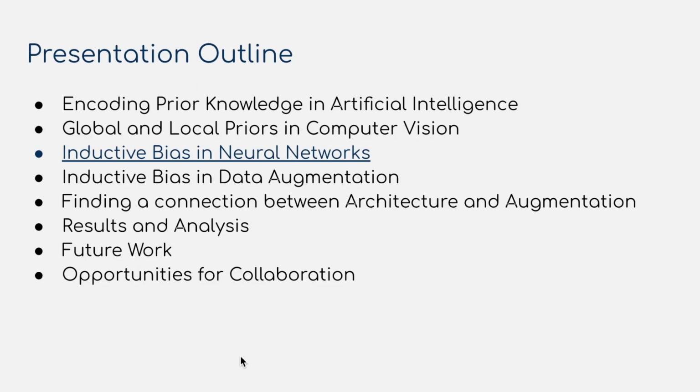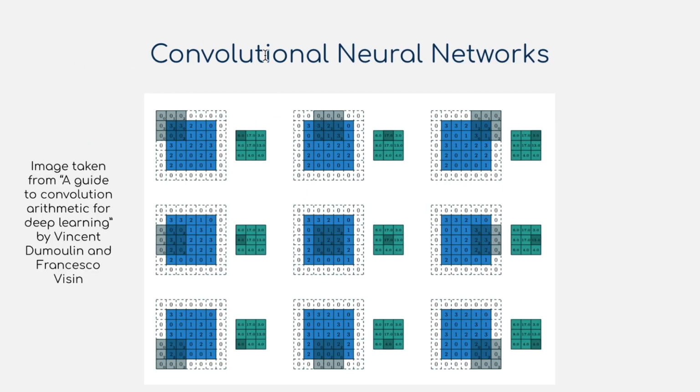We'll begin by describing the prior knowledge manifested in neural network architecture design for computer vision. We'll start off with the convolutional neural network.